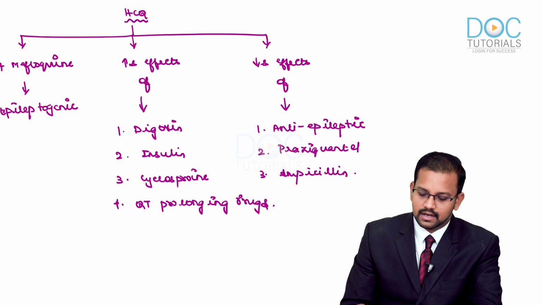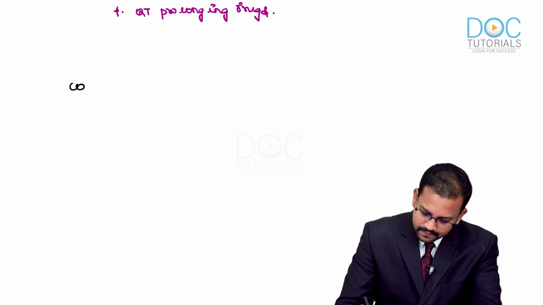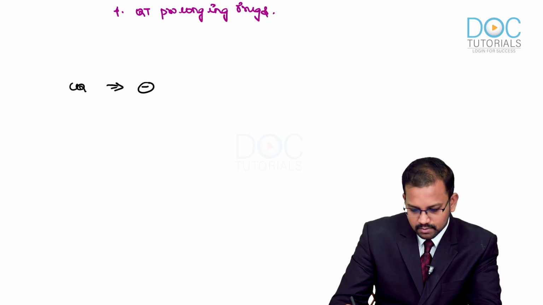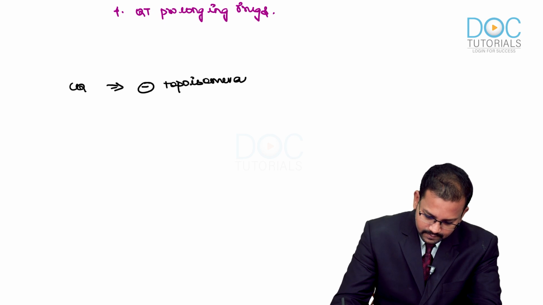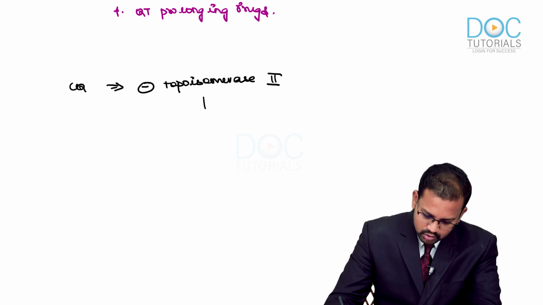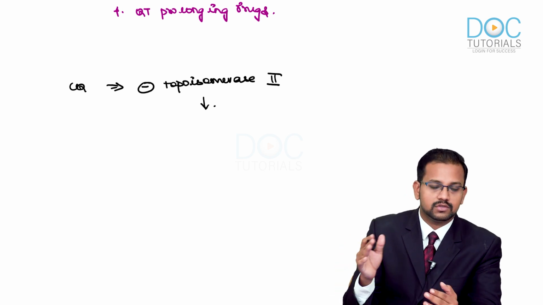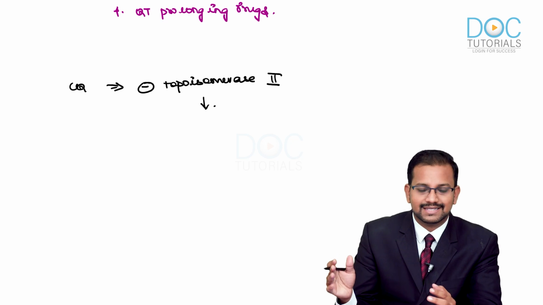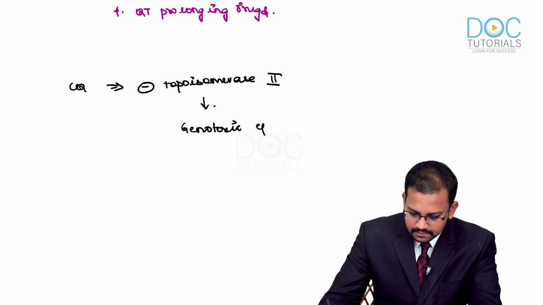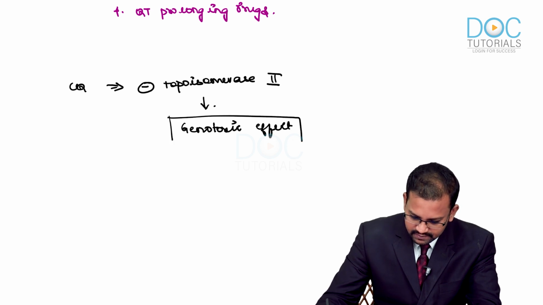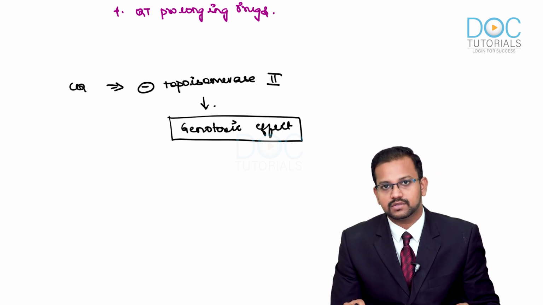Is that clear? Now recently it has been found that chloroquine has got one additional mechanism. Chloroquine also has got blockade of topoisomerase enzyme. It also blocks topoisomerase 2. Because of this topoisomerase 2 blockade, chloroquine and also hydroxychloroquine have been ascertained to have a genotoxic effect. With chloroquine, it has been recently found. Also, it has been there for hydroxychloroquine.